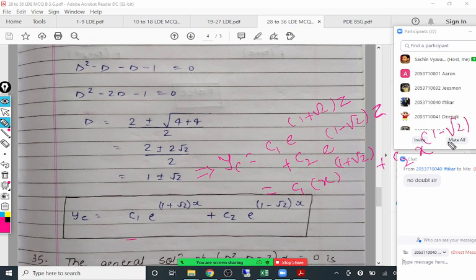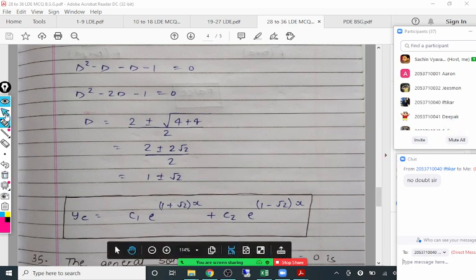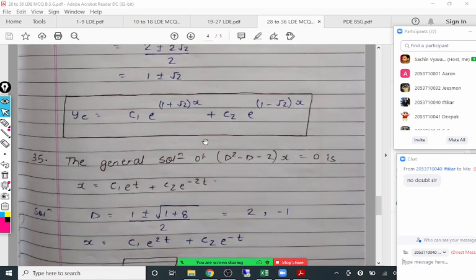That should be the correct answer. The correct answer should be C1 x raised to 1 plus root 2 plus C2 x raised to 1 minus root 2. I hope you are getting what I am saying. So your answer should be in terms of z first whenever it is in Cauchy's form, and then you should resubstitute the value of z. Then only you will get the answer in terms of x there.